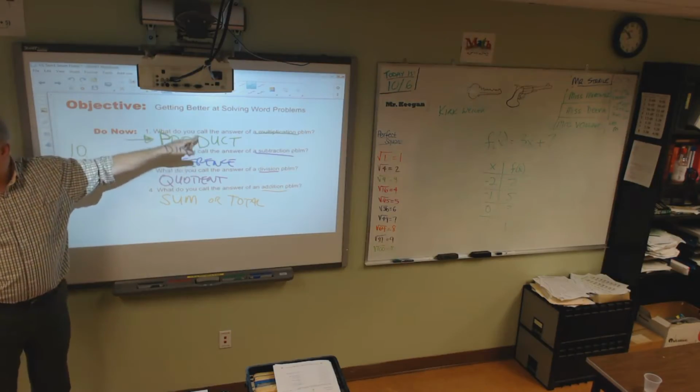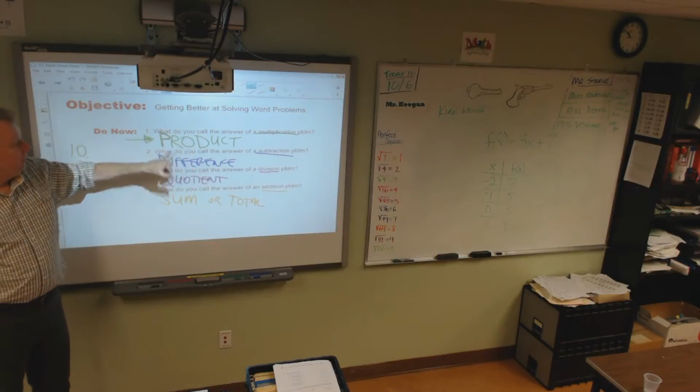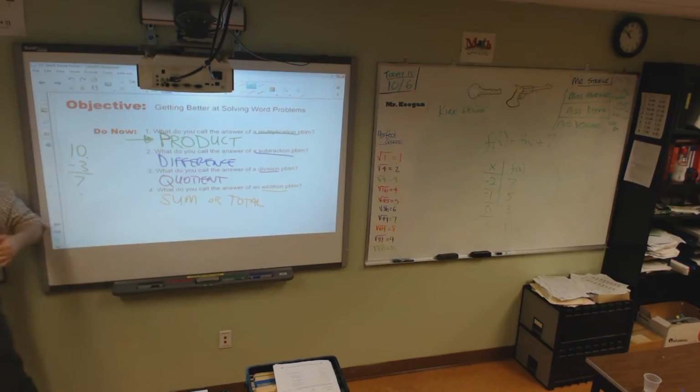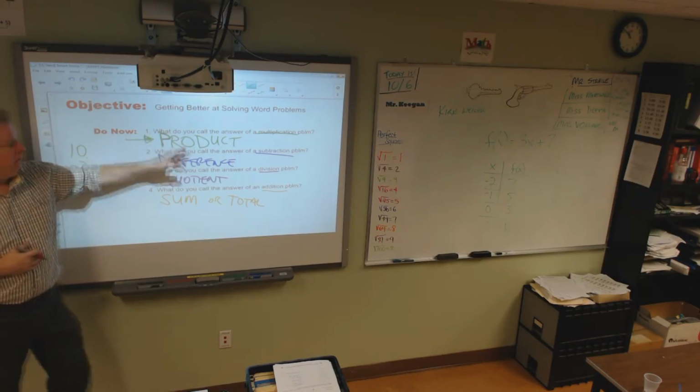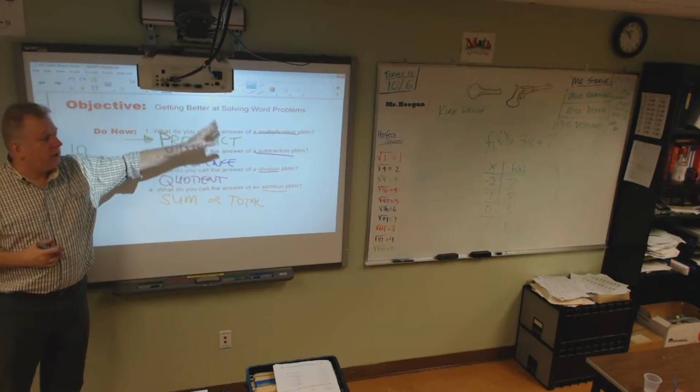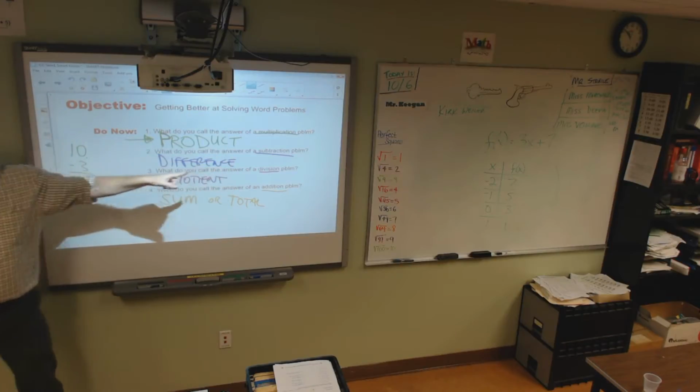The answer of a multiplication problem is a product, right? Because we're going to start doing word problems, so we're going to have to work on translating between English and algebra. So if in a word problem they say the product of two numbers, you have to know that they're telling you that two numbers got multiplied, okay?